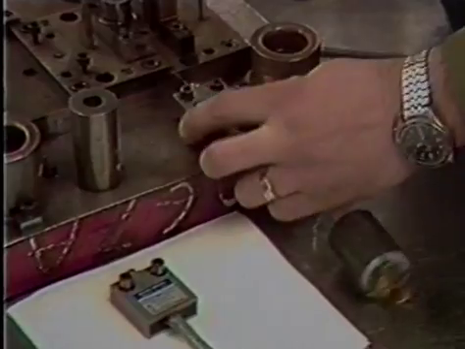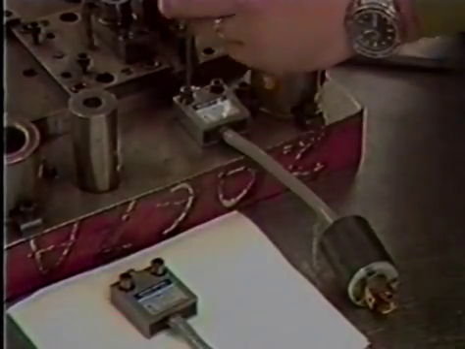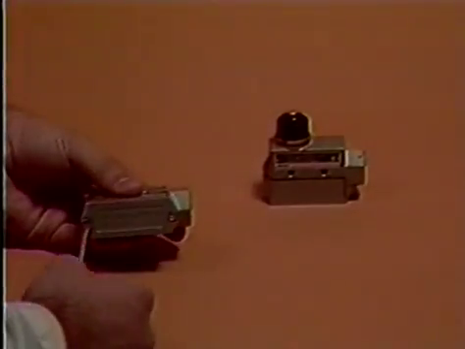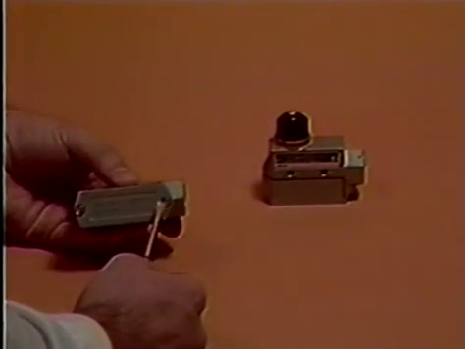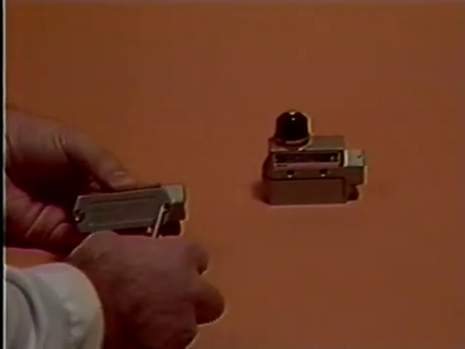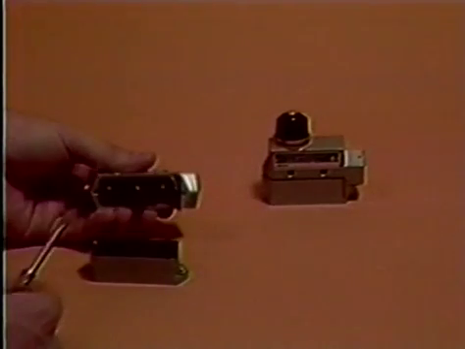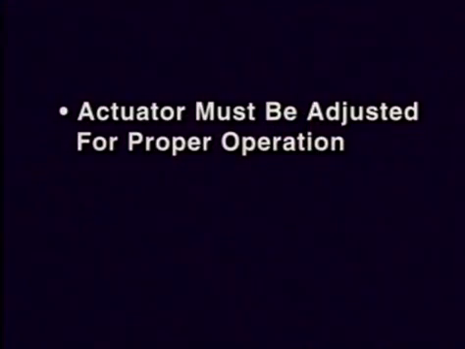The actual wiring and connection of limit switches are very easy and follow the same principles as any other pilot device. Preferably, you should use stranded wire in the connections at the terminal screws in the base of the switch assembly. The actuator, after installation, must be adjusted for proper operation and travel detection of the part in a machine.